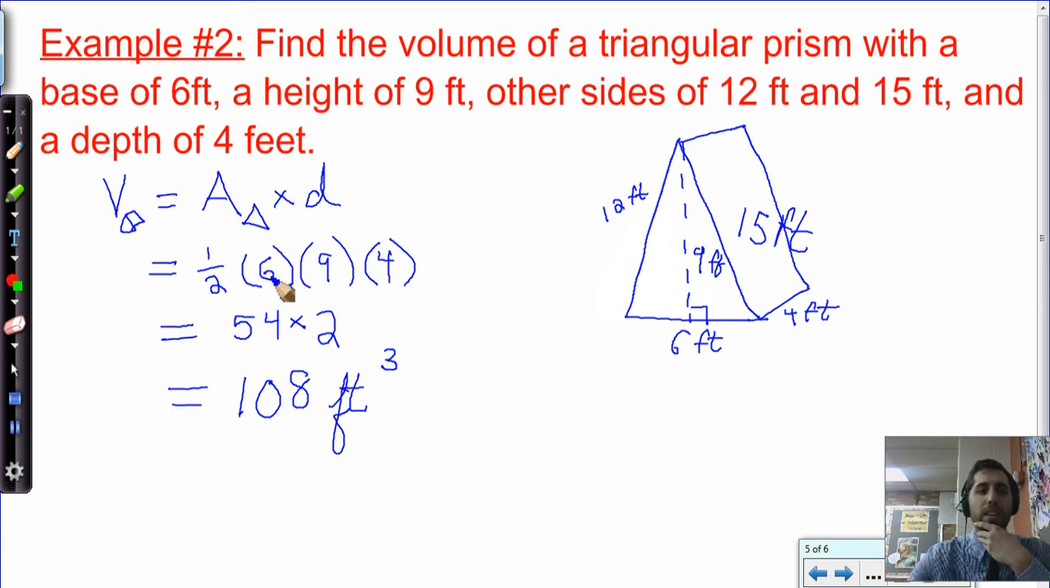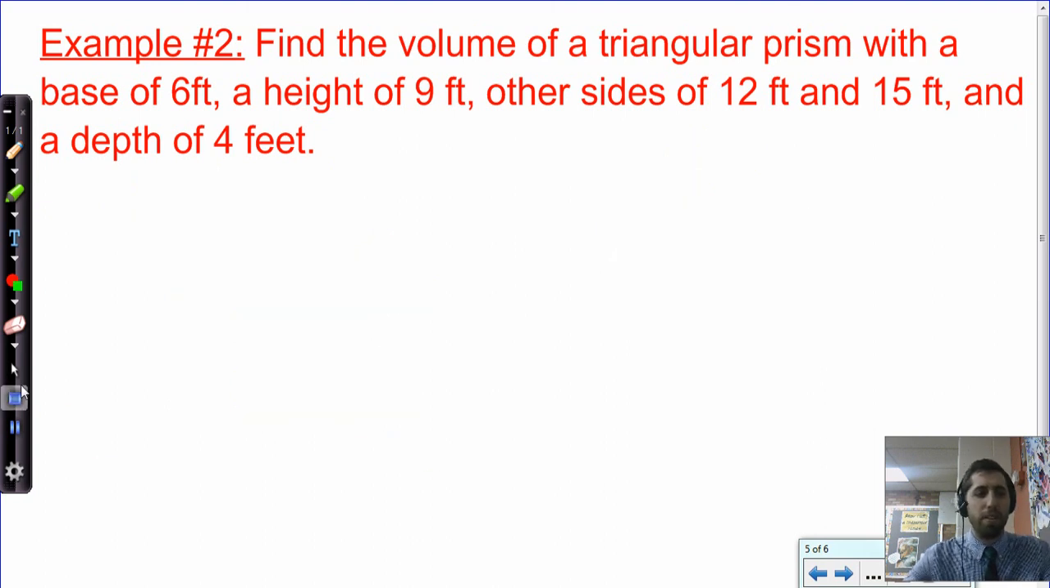So 1/2 the base times the height shows us the area of this front face, but then we need to multiply by the depth because we're going to have multiple layers of the cubes that are made when we extend this area backwards, or extend that face with a depth. So let me just check my work. We got 1/2 base times the height times the depth. 6 times 9 is 54, 1/2. Okay, this looks great.